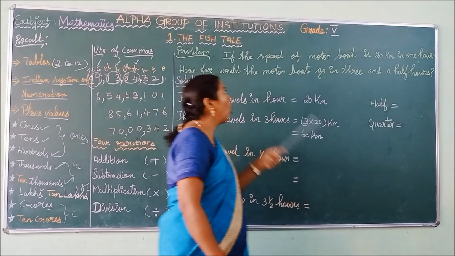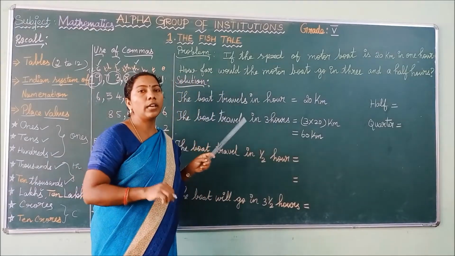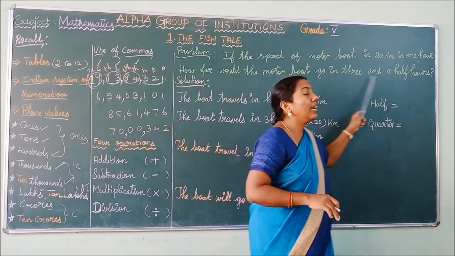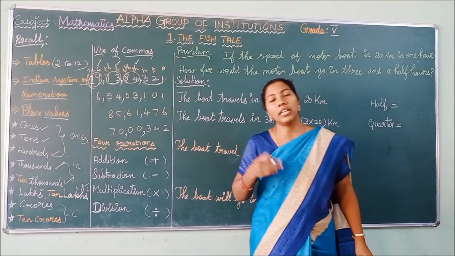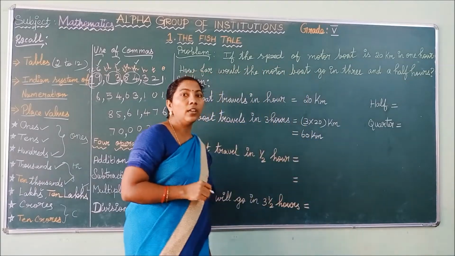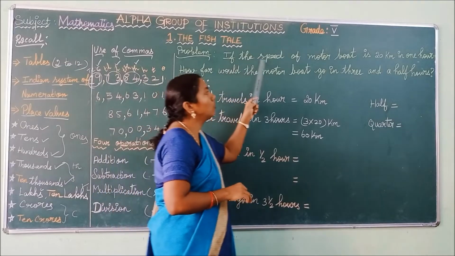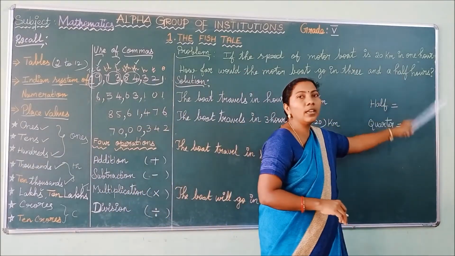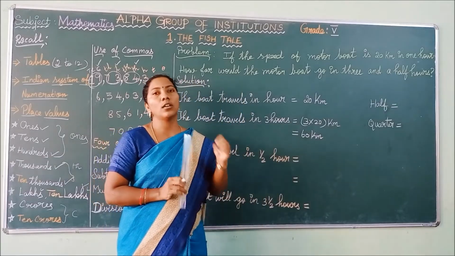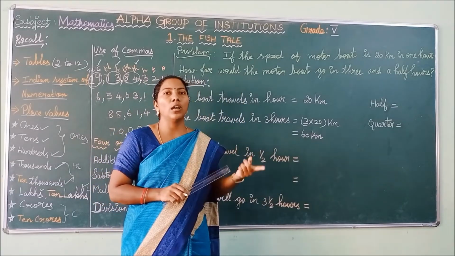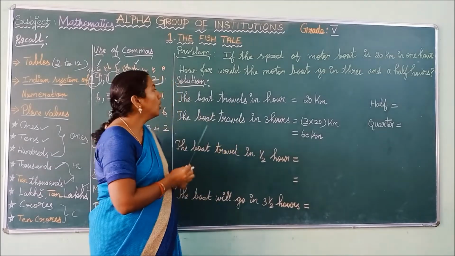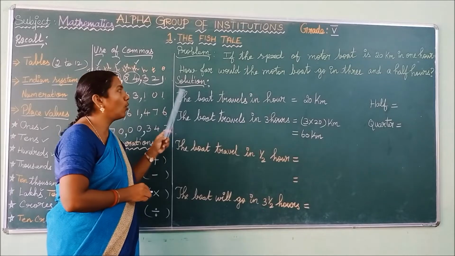How far means distance. We have to calculate how much distance the motor boat can go in 3.5 hours. Within the 3.5 hours, how far will the motor boat travel? We have to calculate that. The data given is the speed of the motor boat is 20 km in 1 hour. Suppose the motor boat starts at 2 o'clock, then after 1 hour, that is by 3 o'clock, it would travel 20 km. So the first step in the solution part, you have to write the solution here.